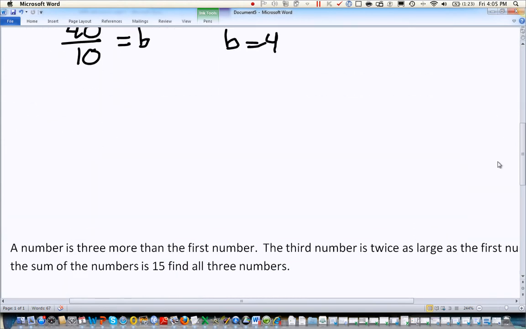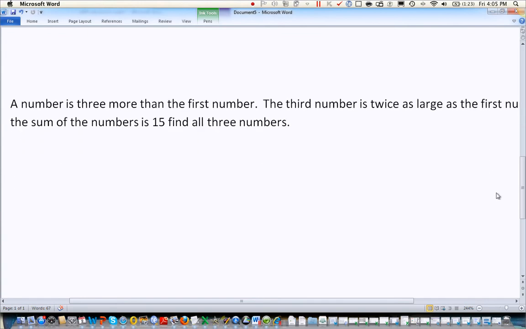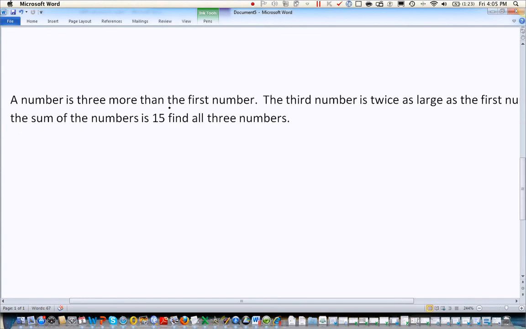The next word problem we're going to look at deals with three magic numbers. The second number is 3 more than the first number. Now you have to have a starting place. You have to have the first number. We don't know what the first number is. I'm going to call it n for number. The second number is 3 more than the first number.